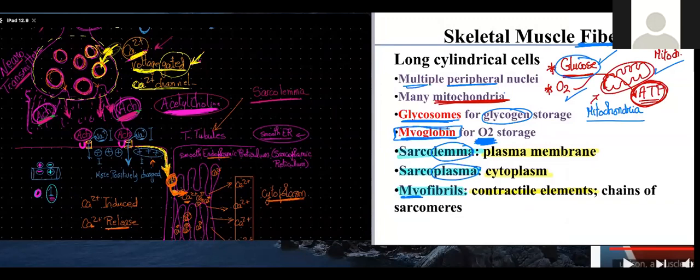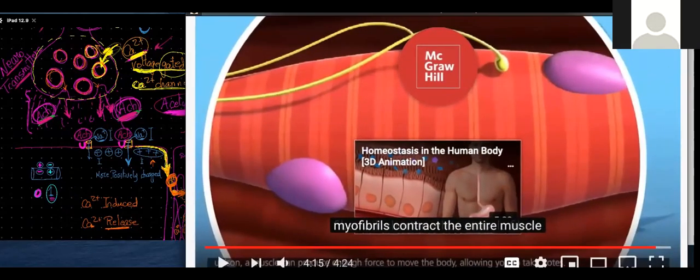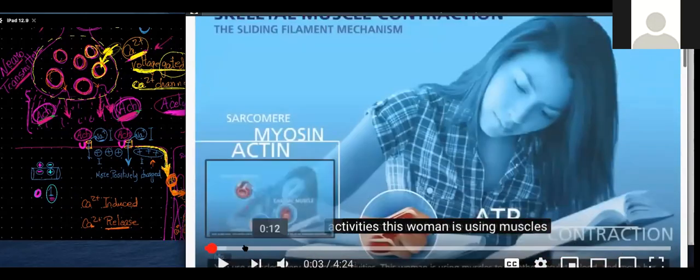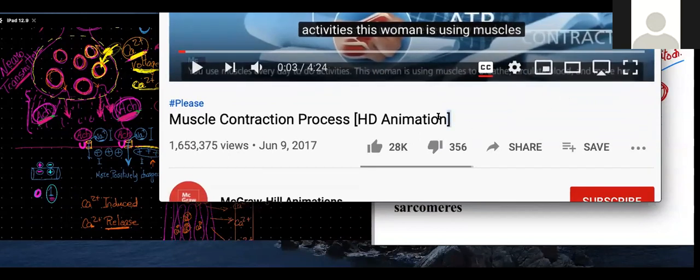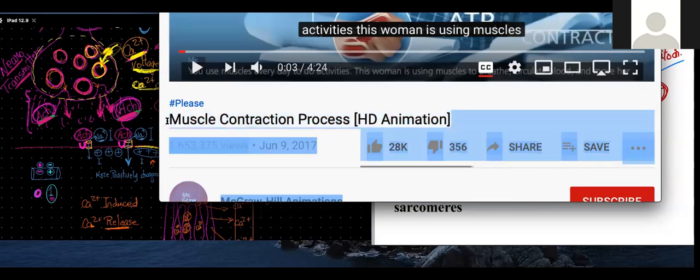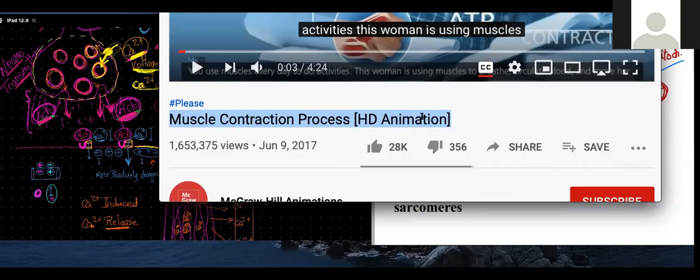All right, so today's activity is going to be to summarize what you've learned from this video. You can find this video on YouTube, the muscle contraction process HD animation. The activity for today is going to be to write a summary of what you did understand from this video recording. Look it up on YouTube and it's going to be the first thing to pop up.